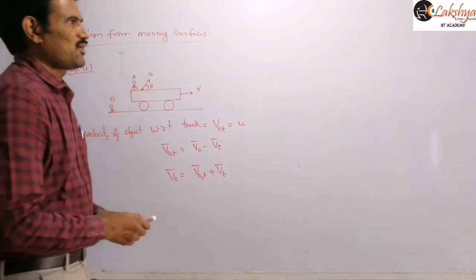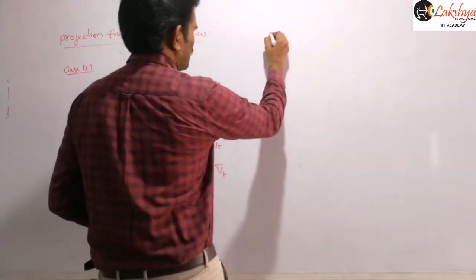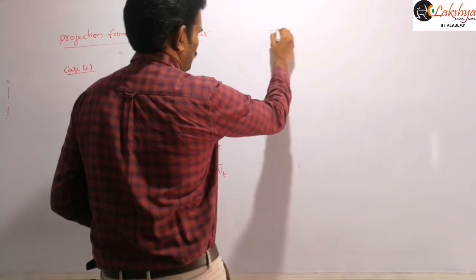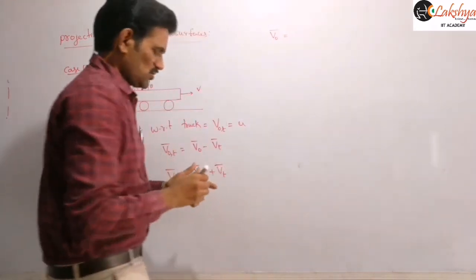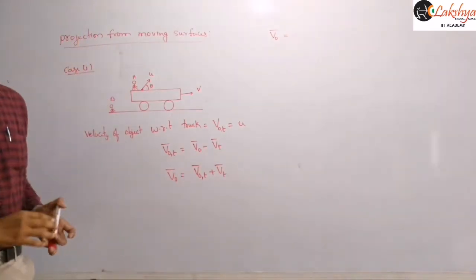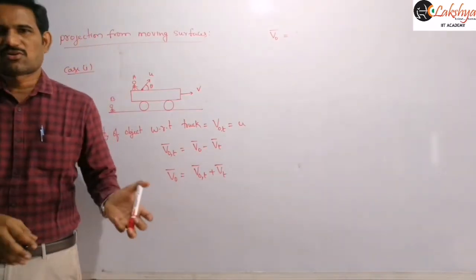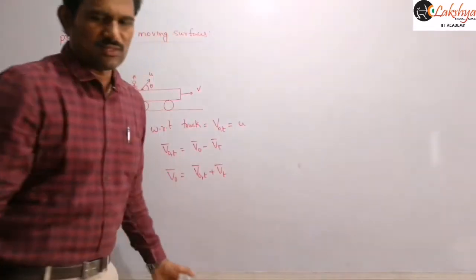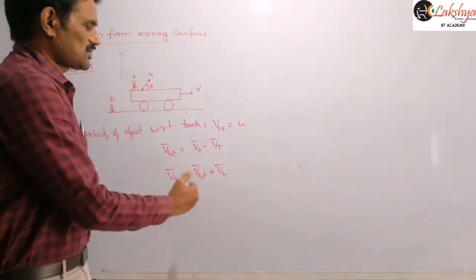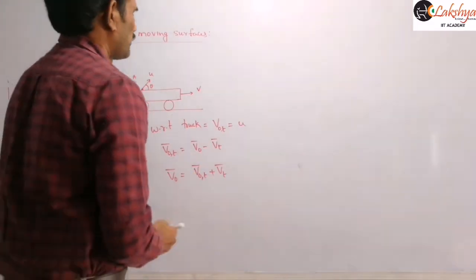So the velocity of the object with respect to the ground, you need to write in components. Let us write directly in terms of horizontal and vertical components, so that you can easily write the range and the time of flight. So that is a way of writing this, right? So now let us directly write these horizontal and vertical components.